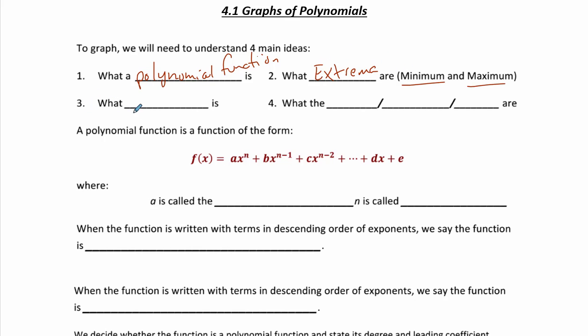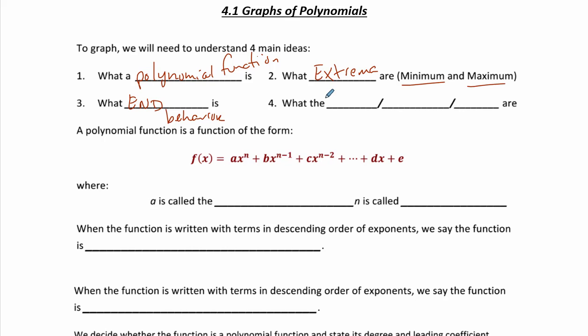Number three, what end behavior is. End behavior, we'll talk about what the ends are, but that's kind of like the outer edges of the graph, and what actually happens at the outer edges. So end behavior is what happens at the outer edge. That's basically what we're talking about there, and we'll give some examples.